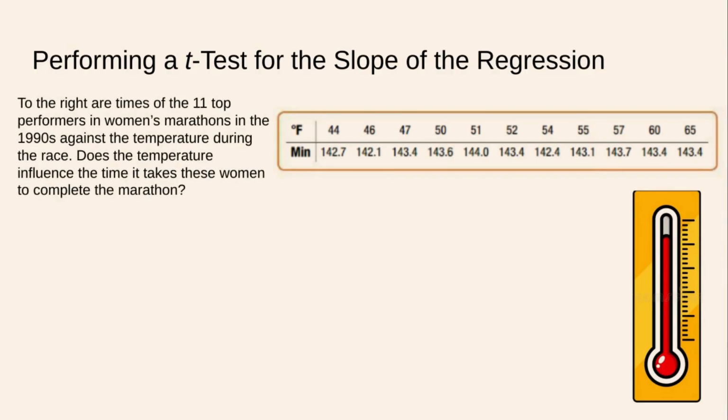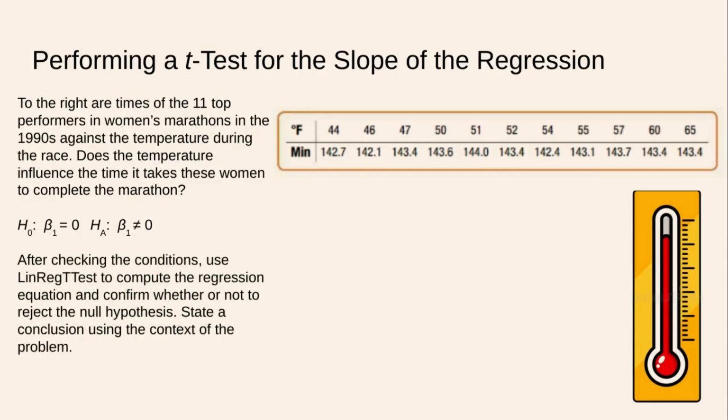To the right are the times of the 11 top performers in women's marathons in the 1990s against the temperature during the race. Does the temperature have some kind of influence in the time it takes these women to complete the marathon? Our hypotheses are as follows. Beta 1 equals 0 versus beta 1 does not equal 0.